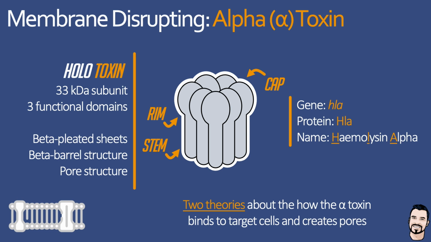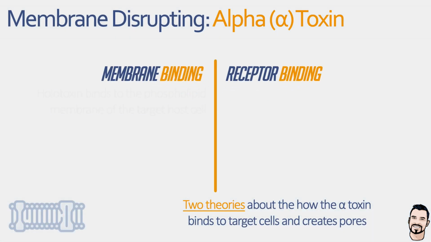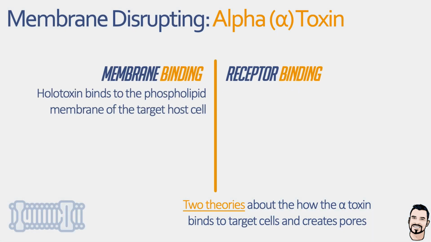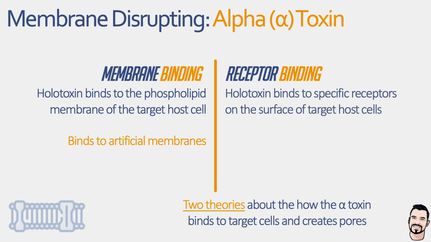Now, with this structural framework in mind, we can now consider how the alpha toxin initially binds to target cells and assembles at the membrane, and there are two prevailing theories as to how this happens. The first is direct membrane binding. In this model, alpha toxin monomers interact directly with the lipid component of the host cell membrane, allowing them to assemble into the heptameric complex without the need for a specific protein receptor. Now, this mechanism has been shown experimentally as alpha toxins can bind to and form pores in artificial membranes that lack receptor proteins altogether.